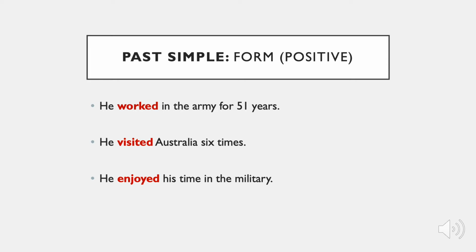You form the positive form of the past simple by using the infinitive, dus de infinitief, of the verb minus to. Then you have to add ed at the end. So, for example, let's take a look at the first sentence. He worked in the army for 51 years. The infinitive of the verb is to work. To form the past simple, you get rid of the word to, and then you're left with only work. Then you add ed to the end of the verb, so it becomes, he worked in the army for 51 years.